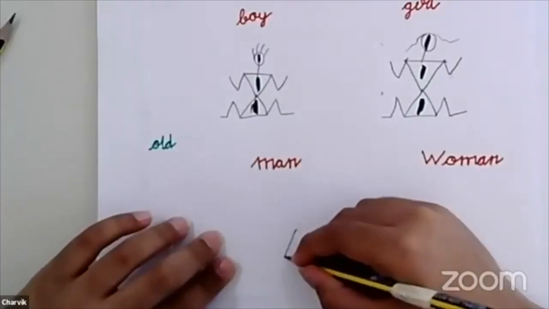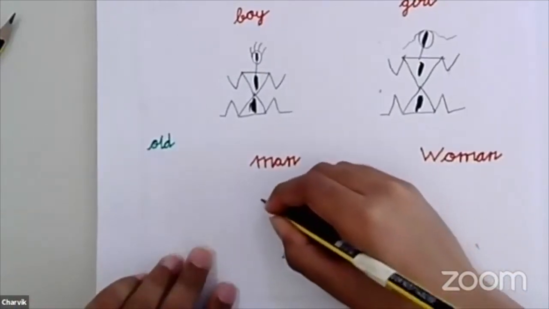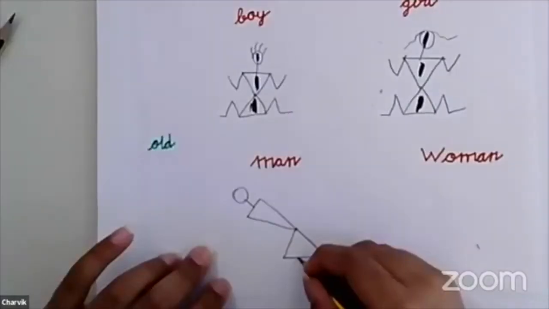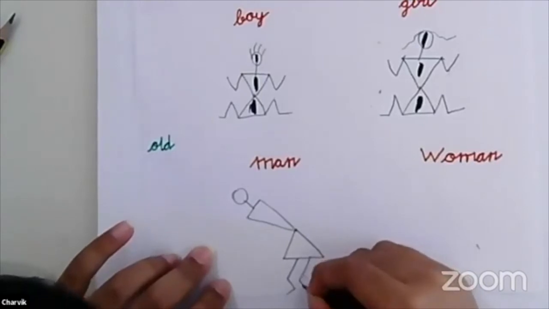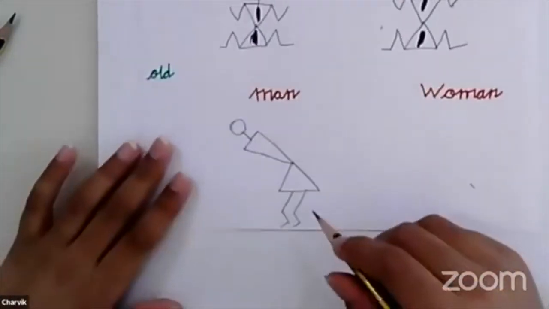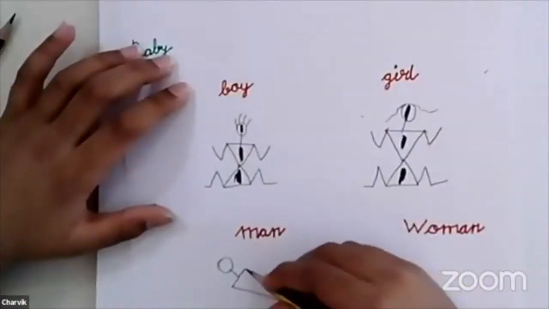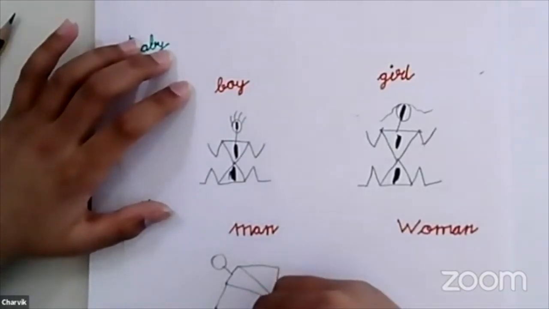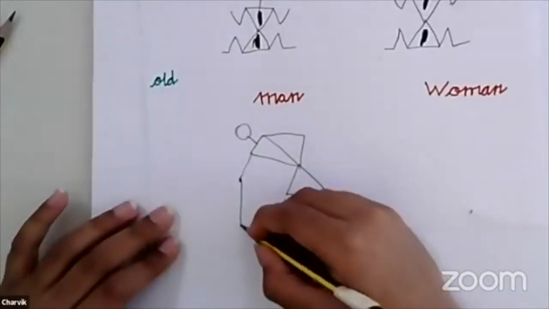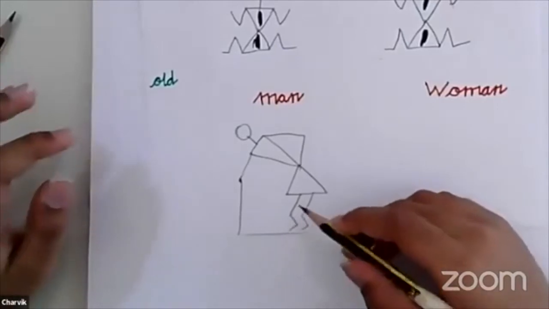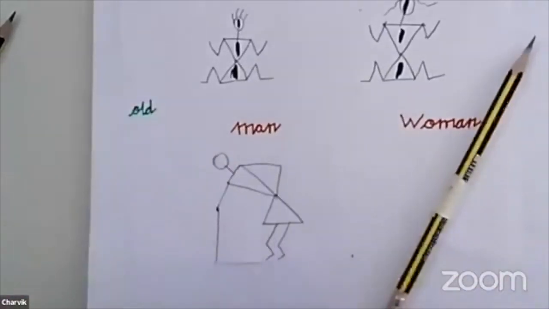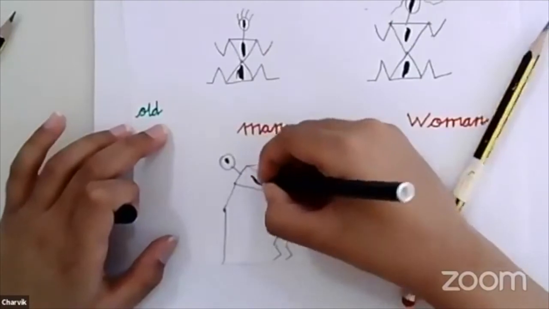For the whole body, you have to draw it like this. Come slanting. Then draw the legs. For the grandmother, you can draw like this also if you want. Actually, the whole people should come like this, no straight legs. The woman should also come like this. You have to trace it and color it.